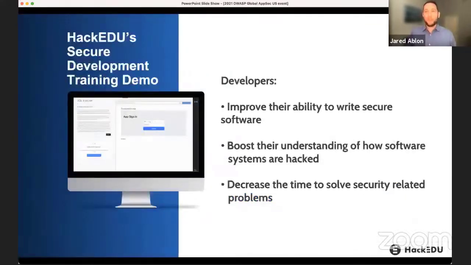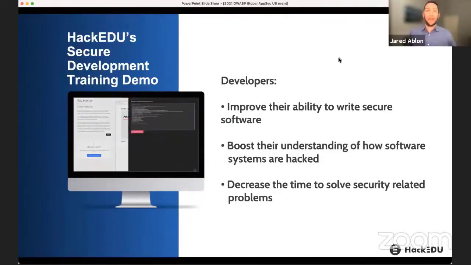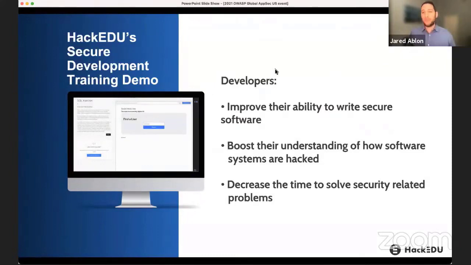So now I'm going to jump into a demo. I'm going to demo first the HackEDU platform, talk about how we try to improve the ability to write secure software, boost developers' understanding of how software systems are hacked and decrease the time to solve security problems. So I'll walk through the HackEDU platform, and then I'll move into how we use vulnerabilities to help train developers.